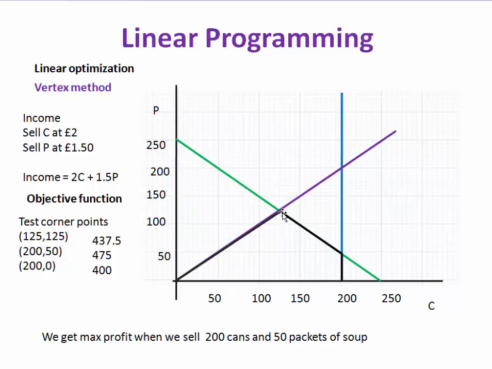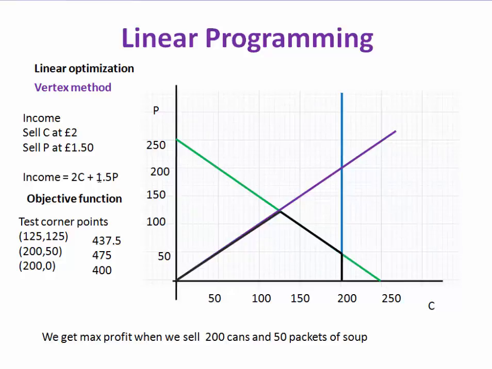Now we get these C, P points from here. So this vertex is 125, 125. This vertex is 250. This vertex is 200, 0. Put those values we found into the objective function, and we get these values. And as you can see, the maximum is at this point. So we get a maximum profit when we sell 200 cans and 50 packets of soup. So 200 cans, 50 packets of soup, and this is the vertex.